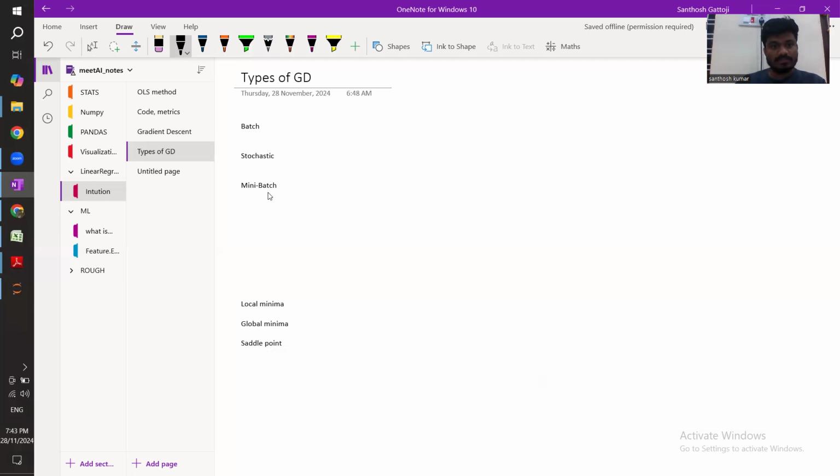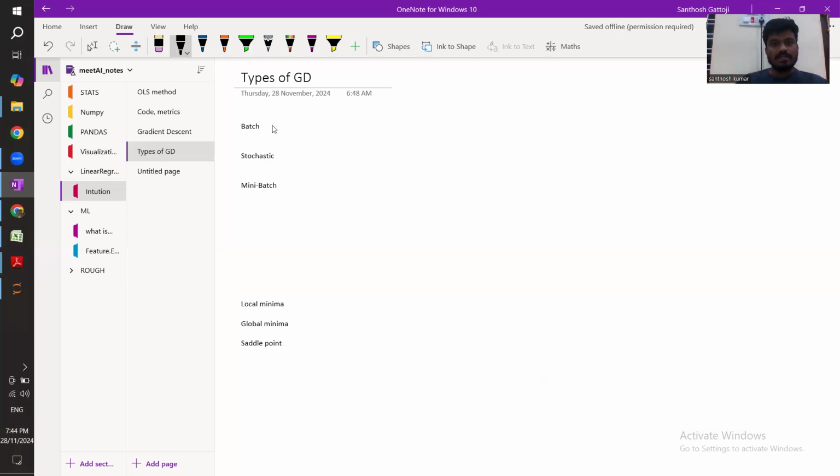So we'll try to understand what is batch, stochastic, mini batch. The major difference between these: the process is the same. All three are gradient descents, that means the process is the same: taking a random value, updating the parameters, repeating. But there is only one fundamental difference creating three types, and that is how many rows you are considering. That will decide whether it is batch, stochastic or mini batch.